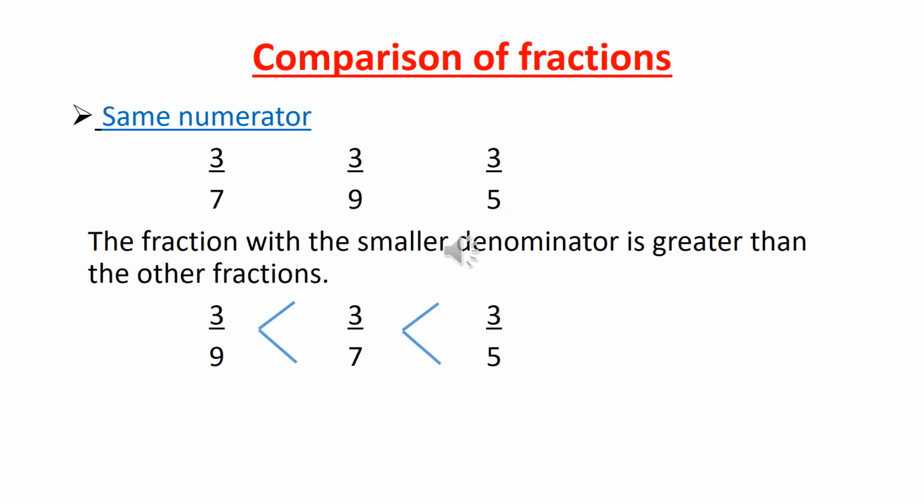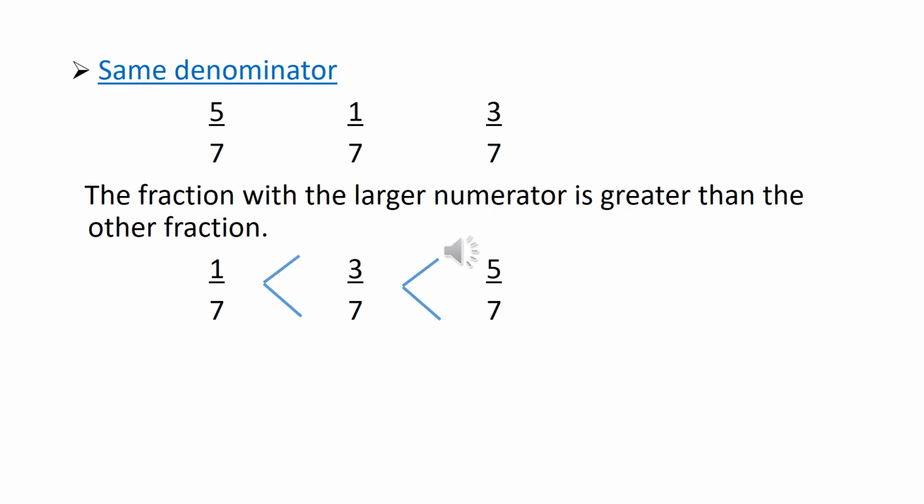Comparison of fractions. Comparison of fractions having the same numerator. If the numerators are the same and the denominators are different, we can compare those fractions. Here the fraction with the smaller denominator is greater than the other fraction. When we arrange those fractions in ascending order, we obtain the answer like this. 3/9 is smaller than 3/7. 3/7 is smaller than 3/5.